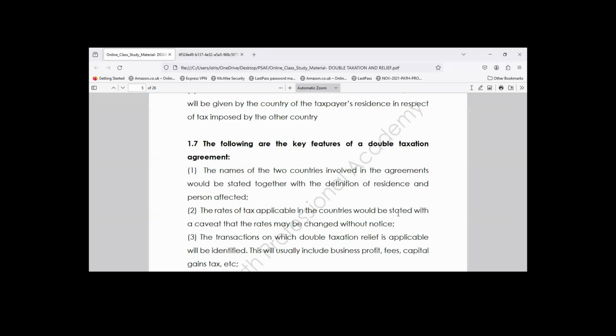The transaction in which double taxation relief may be applicable. Double taxation agreements normally lead to double taxation relief. Relief is an allowance given on income that has suffered tax outside the country, and you want to collect tax on it in Nigeria. Before you can collect tax on it in Nigeria, you have to give him some relief. So, number three is the transaction in which the double taxation relief is applicable.